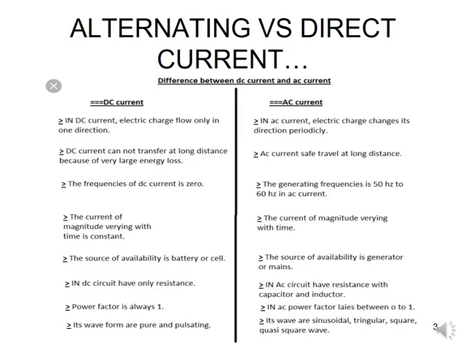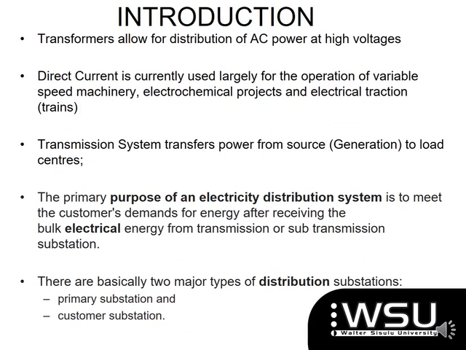Then your waveforms are pure and pulsating on your DC. So they're just on, off, compared to your AC, where you can have a sinusoidal signal, or it could be a triangular or a square wave. So as we sit now, for the transmission of power, we are utilizing AC systems.